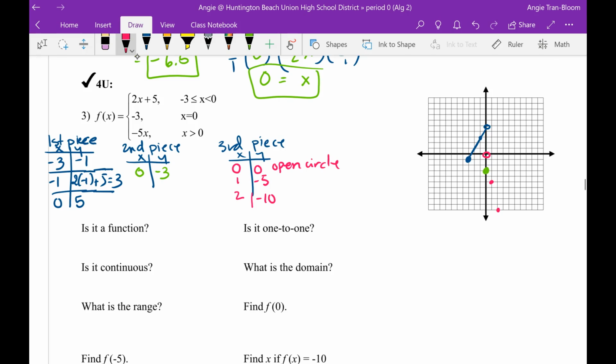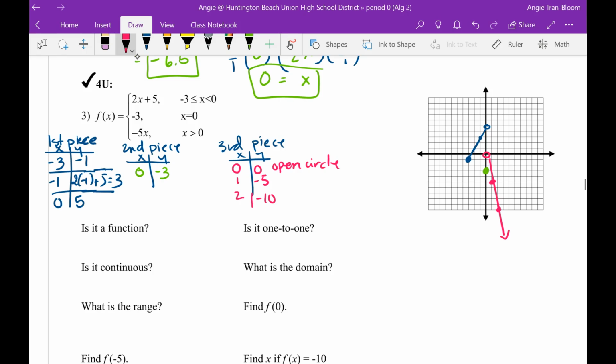Is it a segment, array, or just a dot? What is it? Array. Okay. It goes forever one way.